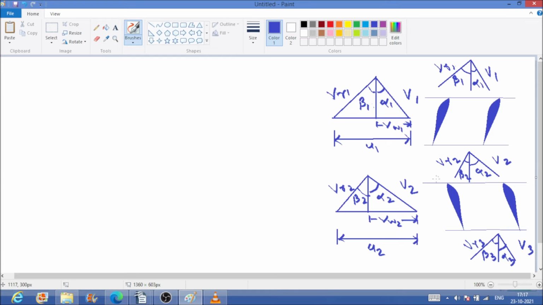Looking at this figure, you can see the rotor blades. These are the rotor blades, and the motion of this rotor blade is to the right. Here also it is to the right only.